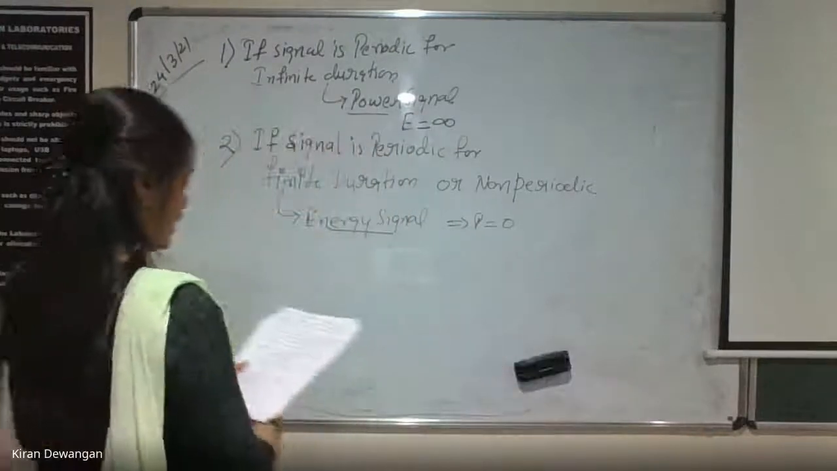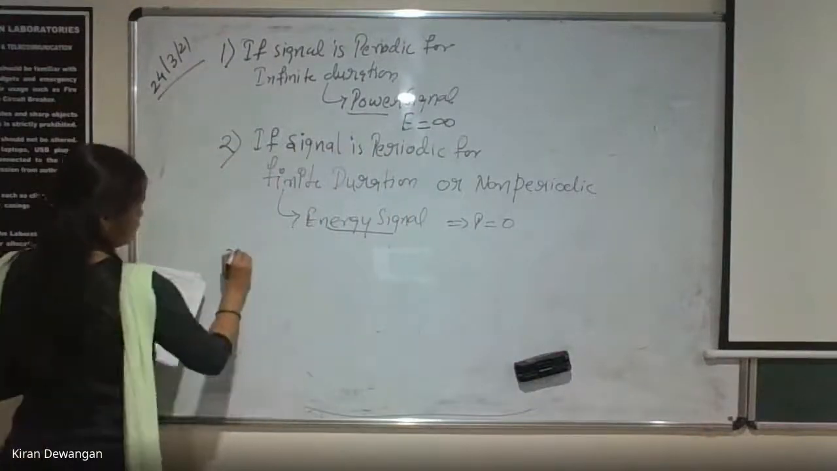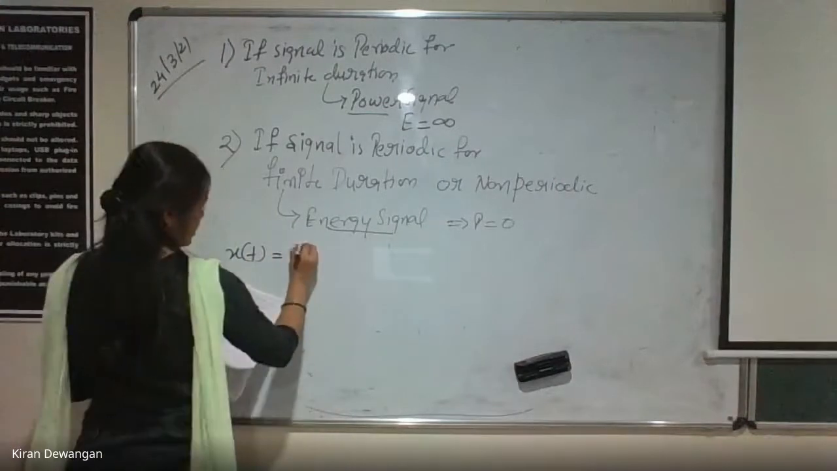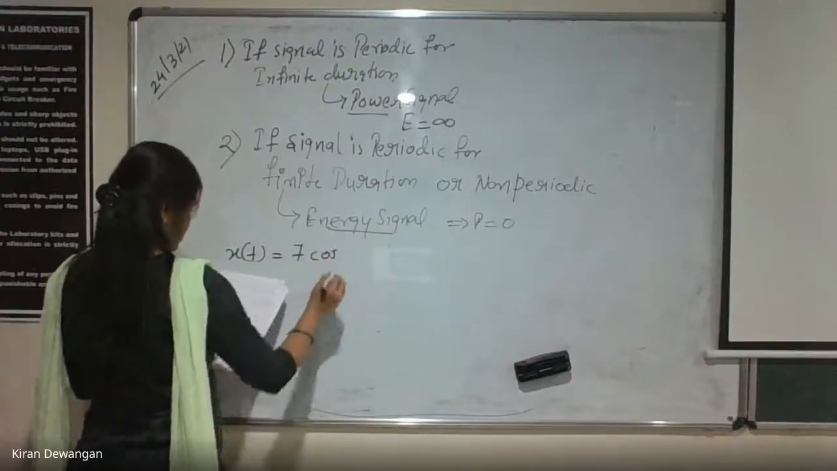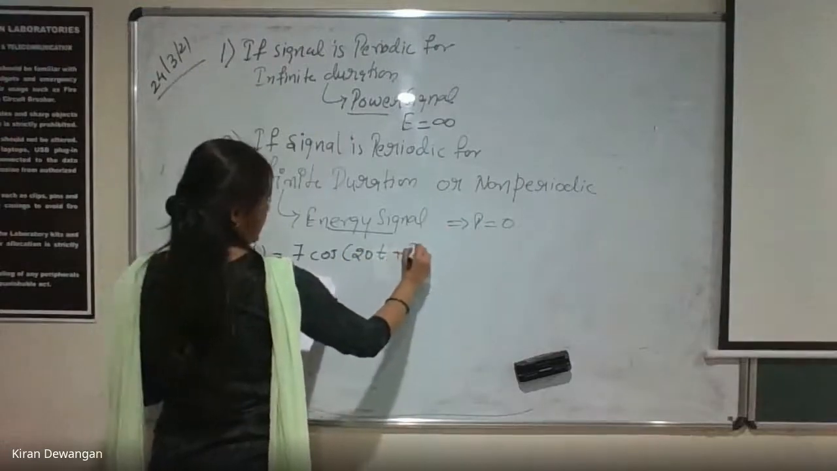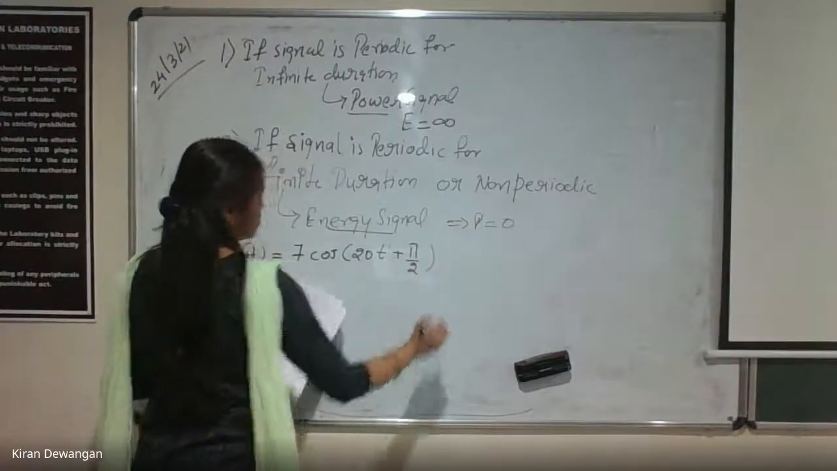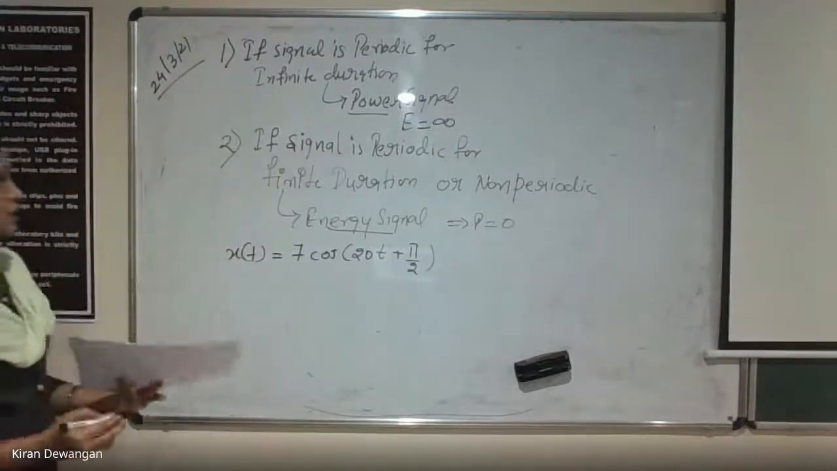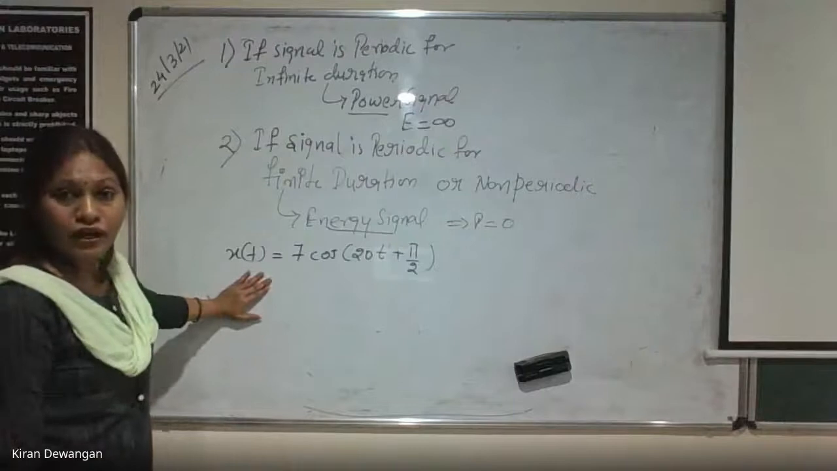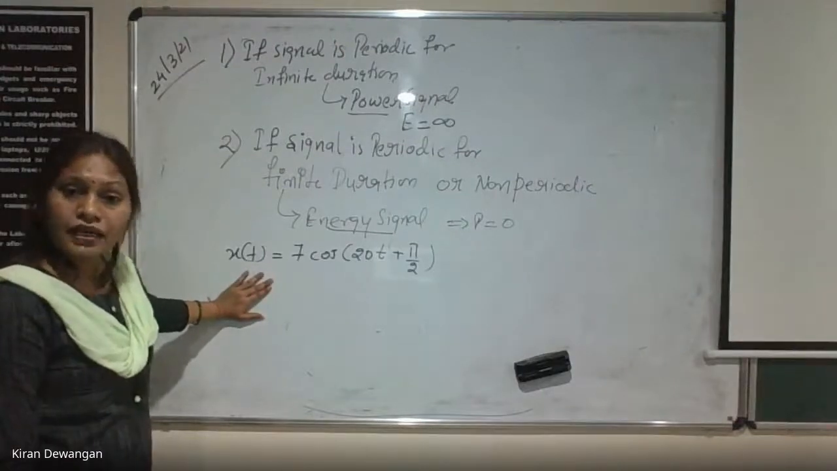Determine the power and RMS value of x(t) = 7 cos(20t + pi/2). This is directly periodic.